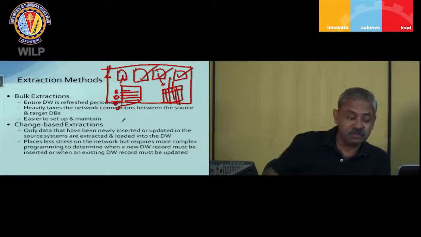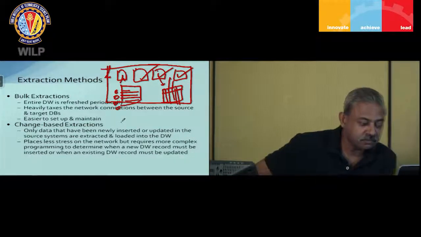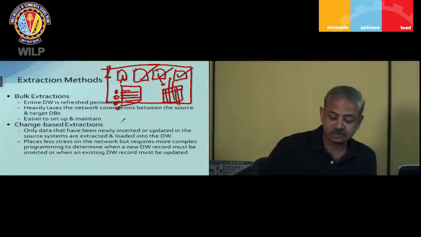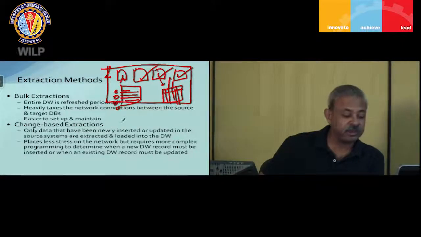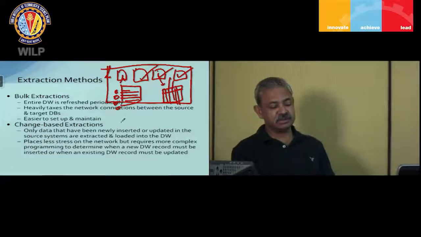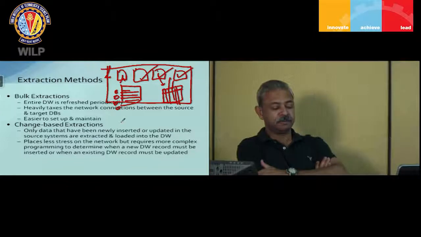One is called bulk extractions. So the entire data warehouse is refreshed periodically, but it heavily taxes the network connection between the source and target databases. And if you're doing it over the internet, then it becomes even more tricky. But it is easier to set up and maintain. You have to just set it up and schedule it properly. So these bulk extractions are much simpler that way.